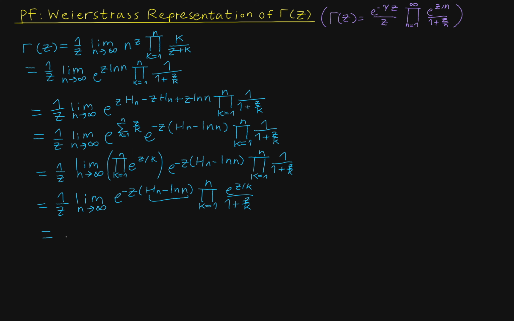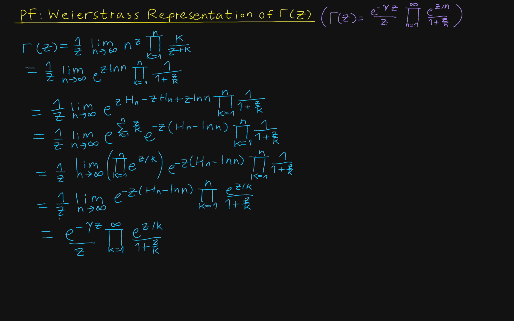So then we are going to get our e to the minus Euler-Mascheroni times z divided by z, and then again, the finite product becomes an infinite product in the limit. k is equal from 1 to infinity of e to the z over k over 1 plus z over k, right? So this is what we were looking to prove.